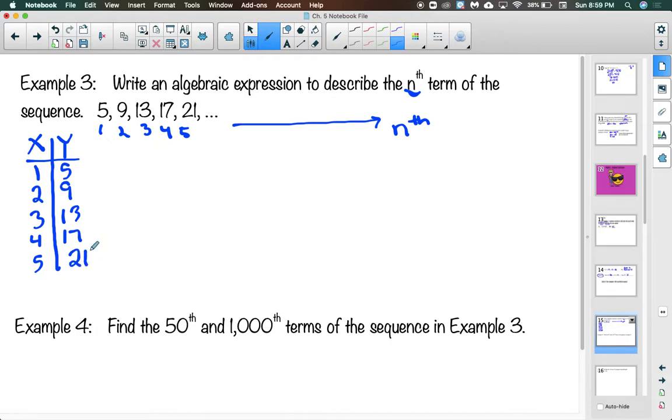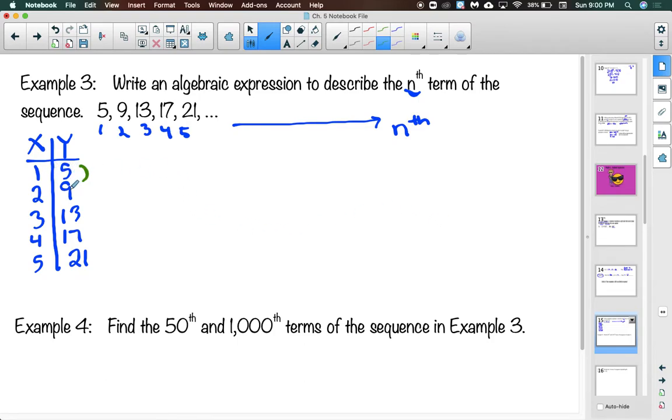Okay, so far I hope we're so good. We're just taking an XY table and linking the term position with the term itself. Okay? So now we need to find the rule as we go down the y side. So basically we're doing what we did in example 1, finding the rule of the sequence.